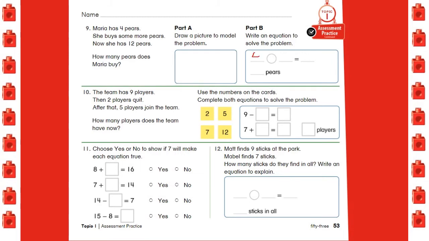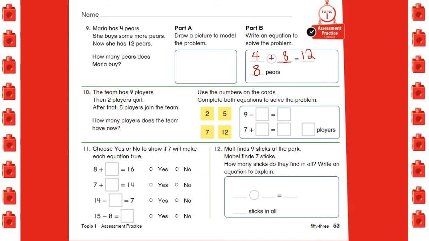I am going to put this one here. 4 plus something equals 12. Okay, and you could have used the count on strategy. There were a couple of different strategies. Your answer here is 8. And then 8 again. Number 10.